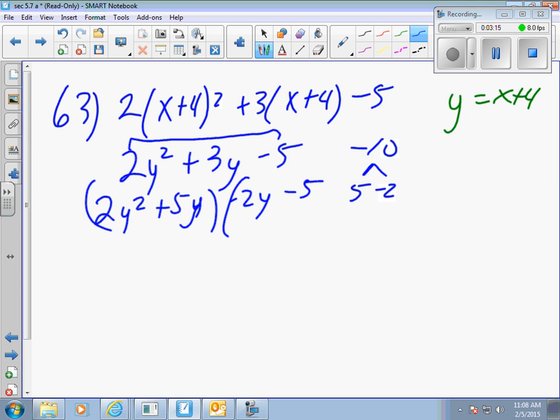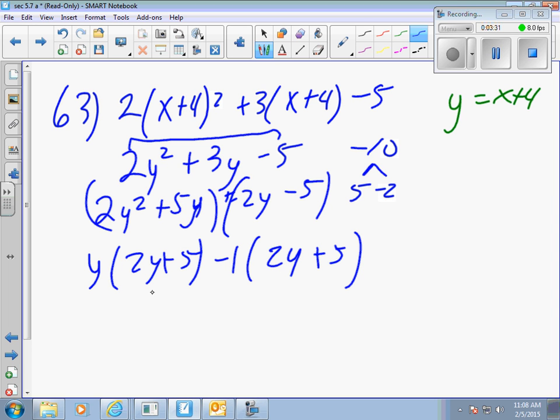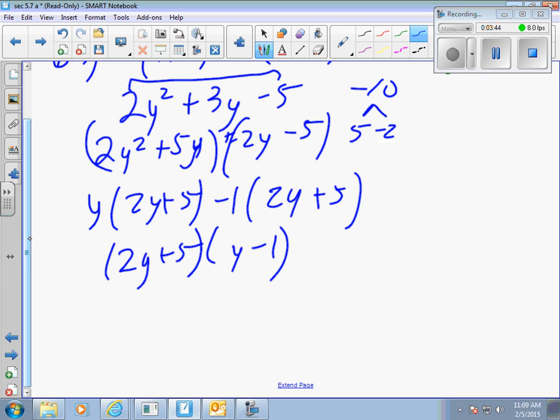Group, group, plus sign in between. Greatest common factor of my first group appears to be a y, leaving me with 2y plus 5. Greatest common factor of my second one is a negative 1, leaving me 2y plus 5. Regrouping this, I get 2y plus 5 times the quantity of y minus 1. We're not done because if you substitute once, you have to resubstitute in. So I'm going to do that.